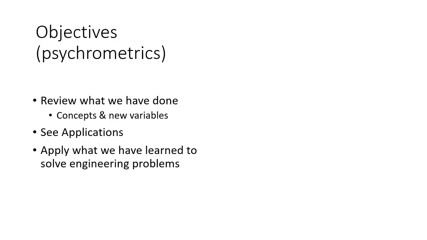We have three objectives. Number one is to review what we have learned, primarily the concepts and those variables associated with those concepts. And second is to see how those concepts are applied in the air conditioning design. And then we will see how we can solve some engineering problems.